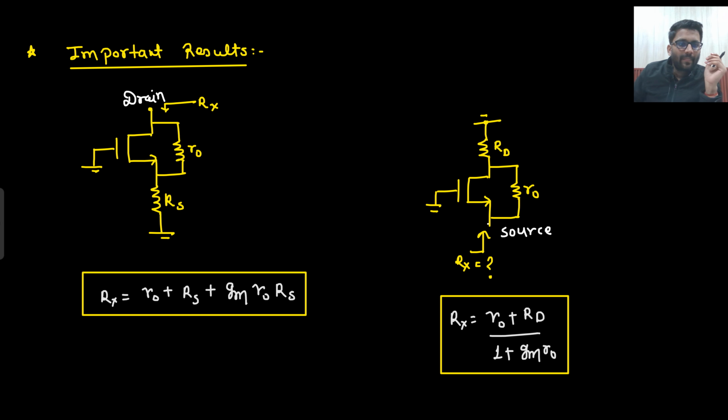Right? R naught plus Rd upon 1 plus Gm R naught. R naught plus RS plus GM R naught plus RS. R naught plus RS plus GM R naught RS. Okay, these two formulas should be there in your mind.